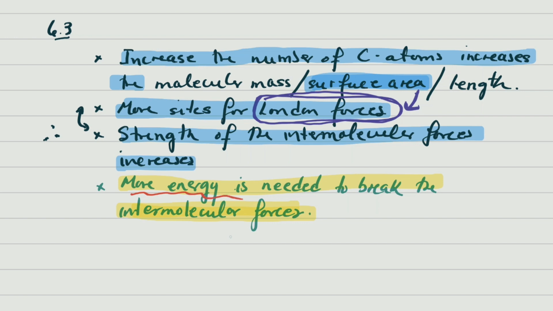You cannot write "to break bonds" because it's not the same. If you write the word bond, you will lose the marks, and sometimes even more than 1 mark. So question 6.3 is quite simple. It's the relation between the strengths of the intermolecular forces, which in this case will be the London forces, and the surface area. Let's go to the next question.